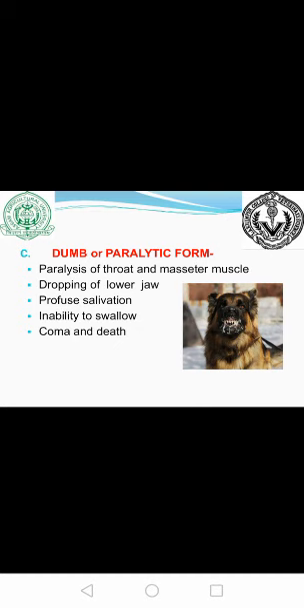Dumb or paralytic form. In this form, we can see the paralysis of throat and masseter muscle, dropping of the lower jaw, which is a common symptom in case of dog. Profuse salivation, animal will be unable to swallow and it will lead to coma and death.